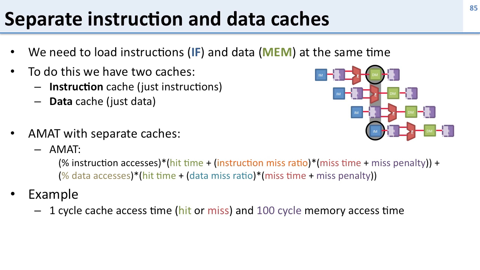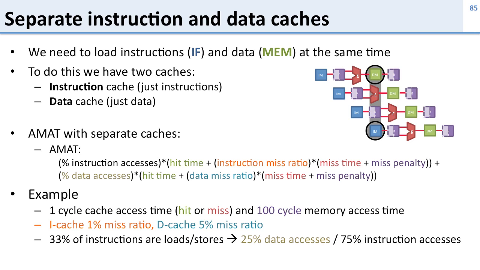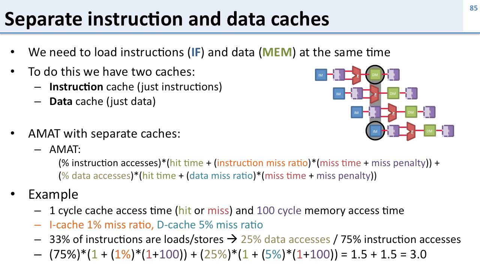So if we have an example here, we have 1 cycle cache access time, 100 cycle memory access time. We miss 1% of the time in the instruction cache and 5% in the data cache, and 33% of our instructions are loads or stores. That means that 25% of our memory accesses are going to be for data, and 75% of our memory accesses are going to be for instructions. That's because for every 3 instructions, we're going to have 3 instruction loads and 1 data load, so 1/4. From this, we can calculate what the average memory access time is, and you can see how it works out to 3 in this case. So that is, on average, we're going to spend 3 cycles for every memory access.